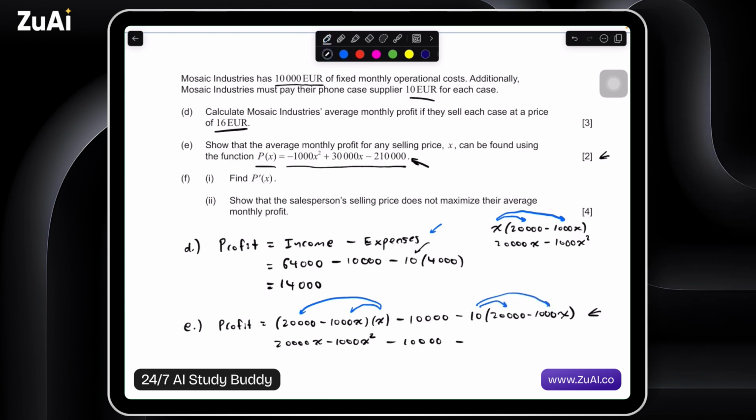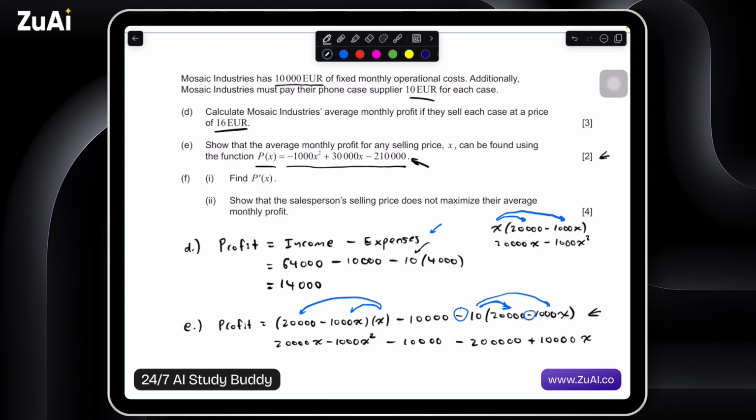This is going to be, in this case, negative 10 times 20,000. It's going to be negative 200,000. Got to be careful here. This is negative 10 times negative 1,000x, so this is actually going to turn into a positive 10,000x.